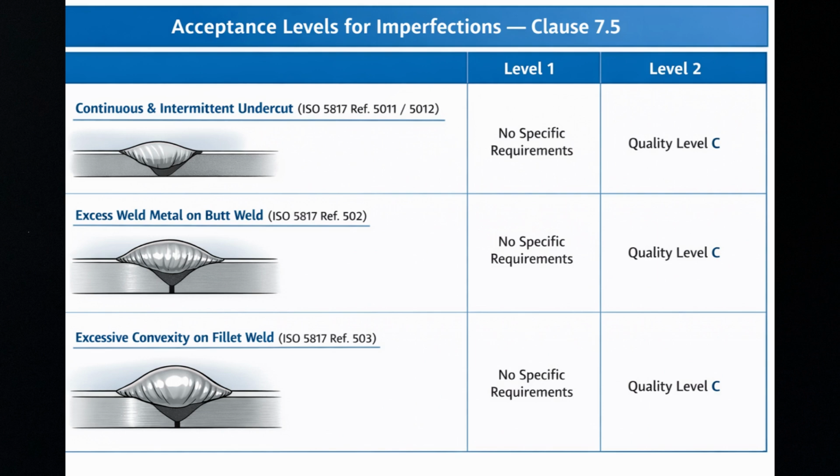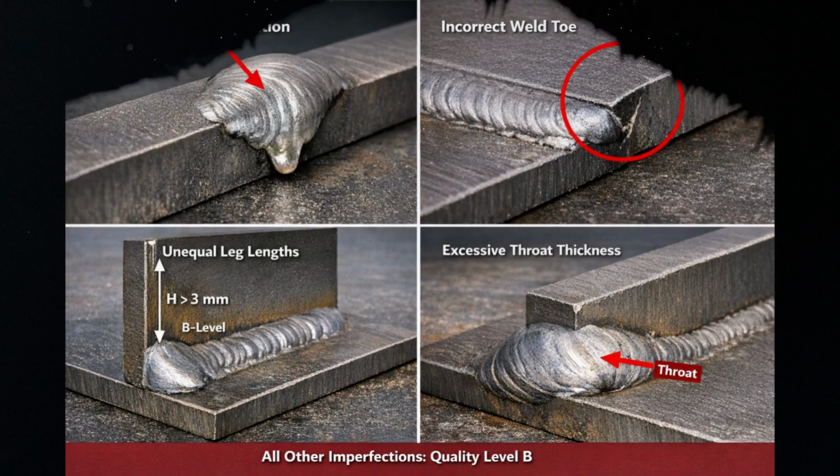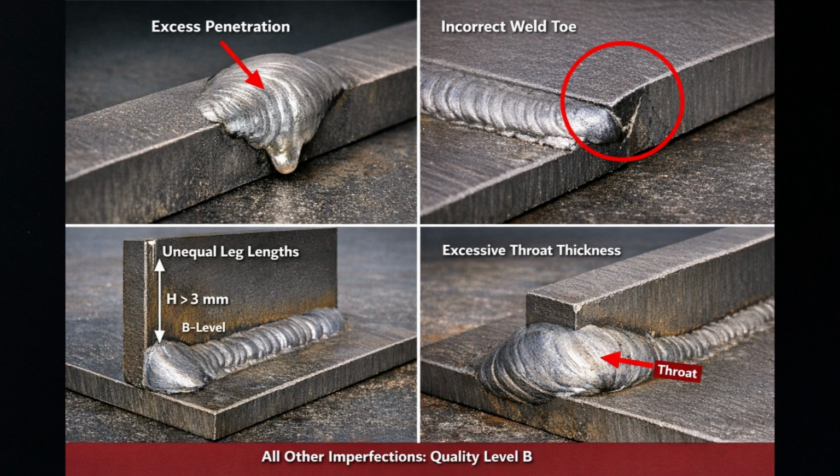Level 2 quality level C. Excessive convexity on a fillet weld, reference 503. Level 1 no specific requirements. Level 2 quality level C. Excess penetration, reference 504. Level 1 no specific requirements. Level 2 quality level C. Incorrect weld toe, reference 505. Level 1 no specific requirements.